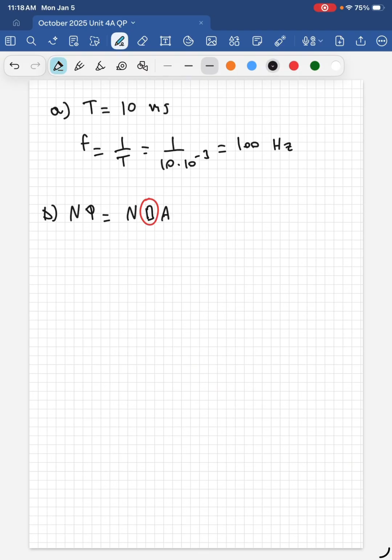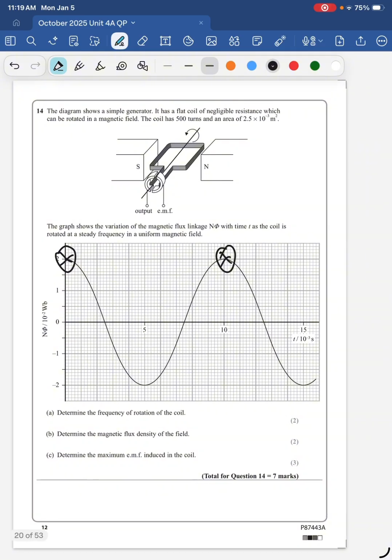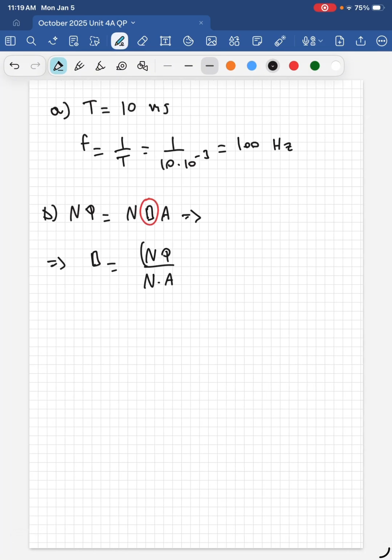It's a little bit of a strange problem, it feels, but you will see. So B is N phi over NA. And I'm not deleting this N because we are actually going to use N phi from the graph, okay? And in fact, we will use the N phi maximum, right? So this value over there, or here. So N phi, let's call this max, okay?